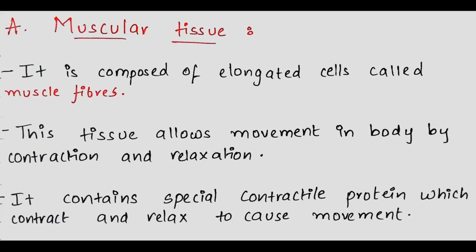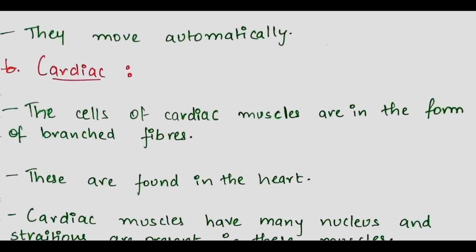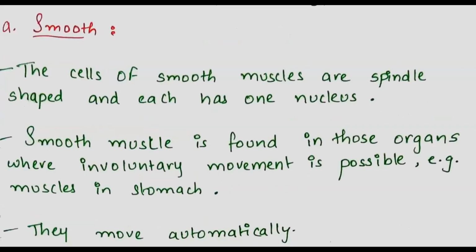Now the muscular tissues are generally of three types that I have talked about: skeletal, smooth, and cardiac. Let's talk first about the smooth. The smooth muscles are involuntary muscles; we cannot control them. They are not in our control. Like we can lift our hand, this is the skeletal muscle that helps in doing work according to our will. But there are some involuntary actions that we cannot control.